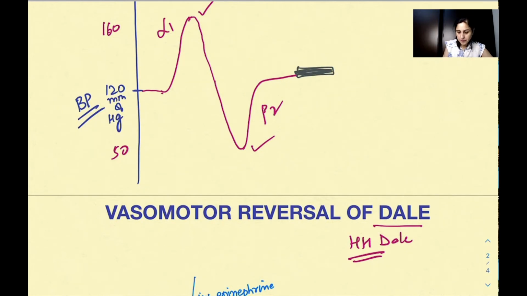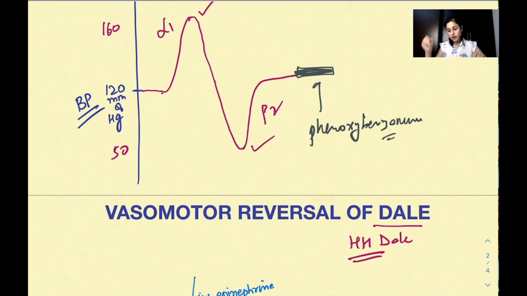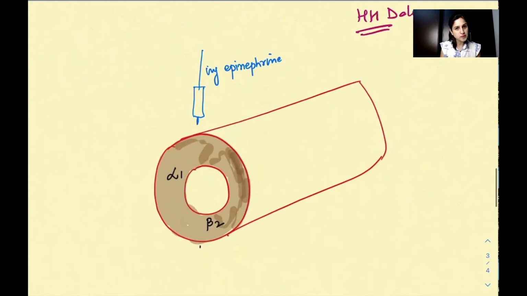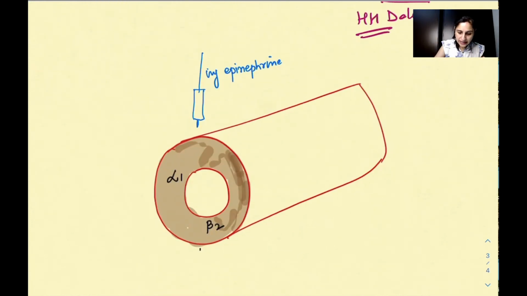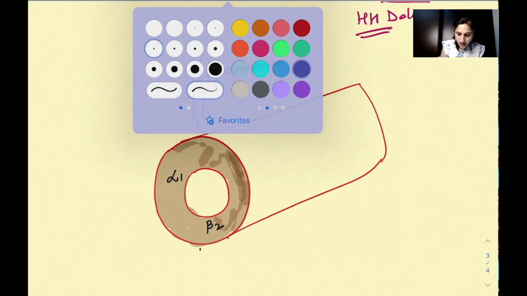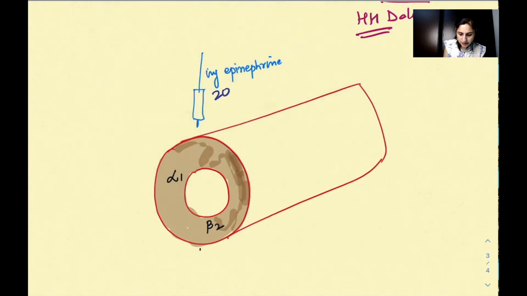I gave it to the patient. For example, I give phenoxybenzamine and it's an irreversible blocker. Phenoxybenzamine I gave to the patient. Now again I repeat epinephrine injection to this patient. So let's say again the epinephrine levels here are 20, I gave the same 20 milligrams. So the levels are like this, like this, like this.